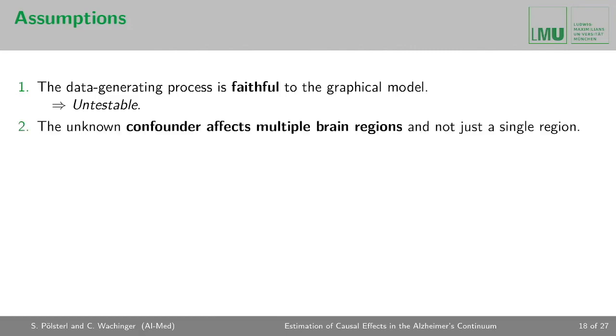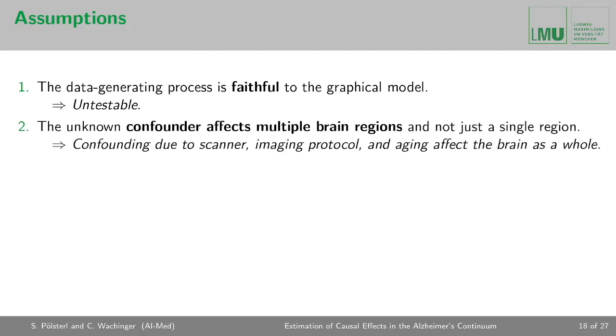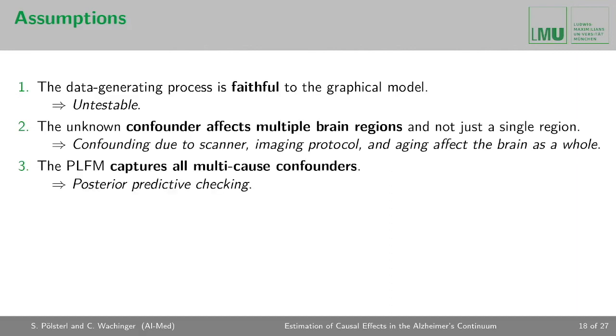To be able to apply a factor model, we require that the unknown confounder affects multiple brain regions and not just a single brain region. Again, this cannot be proven, but we believe that likely candidates for the unknown confounder are scanner or age related, which would affect the brain as a whole and satisfy this assumption. The next assumption says that the probabilistic factor model needs to capture all neuroanatomical measures well. This one we can actually check using posterior predictive checking.